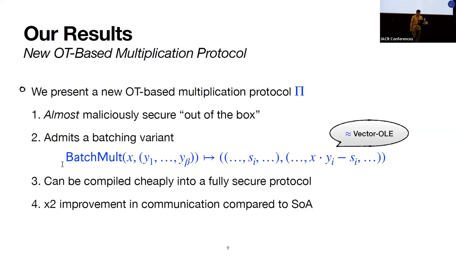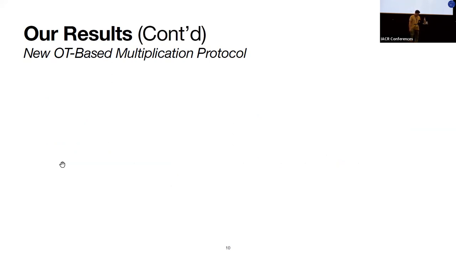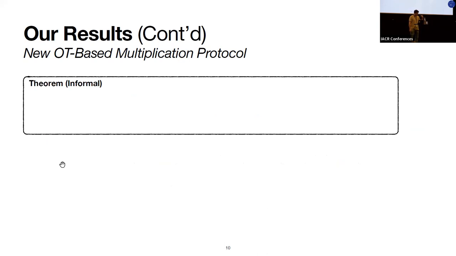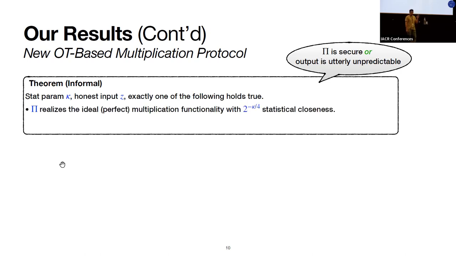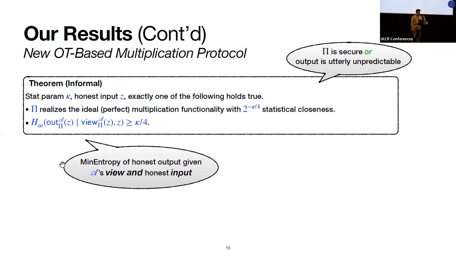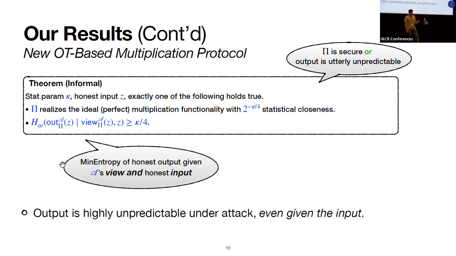So to elaborate on the first item, the almost maliciously secure, in the paper, we show the following theorem. Let me state it informally before I startle you with the formulas. Intuitively, depending on the adversary, we show that either the protocol is fully secure or the honest party is utterly unpredictable in an interesting way. Slightly more formally, our protocol exhibits the following dichotomy. Either the protocol can be simulated in the ideal model with 2^-kappa/4 statistical closeness, or the honest output has min-entropy at least kappa/4, given both the adversary's view and the honest party's input. This means that the output is highly unpredictable under attack, even if the adversary knew the input.